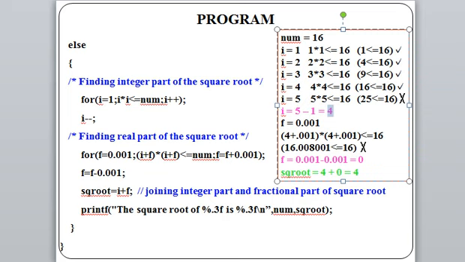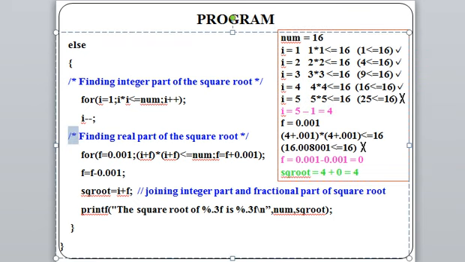But we'll trace this program further to find the required answer. Now here you can observe the lines from here onwards are to find the real part of the square root. So in the real part of the square root, again I have a for loop. In this for loop I predict the real part initially by the initialization of this for loop. It is f equal to 0.001.